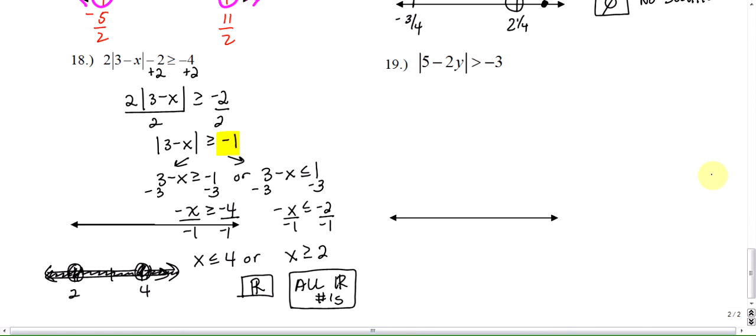And the last one, if I lost you on number 18, this one I think is very similar. This one's already isolated, so I can split it. Again, I can have an absolute value be bigger than -3. So for example, this whole chunk could come out to be a 5, which is bigger than -3. So I think this is going to work out. This is great or 5 minus 2y is less than +3.